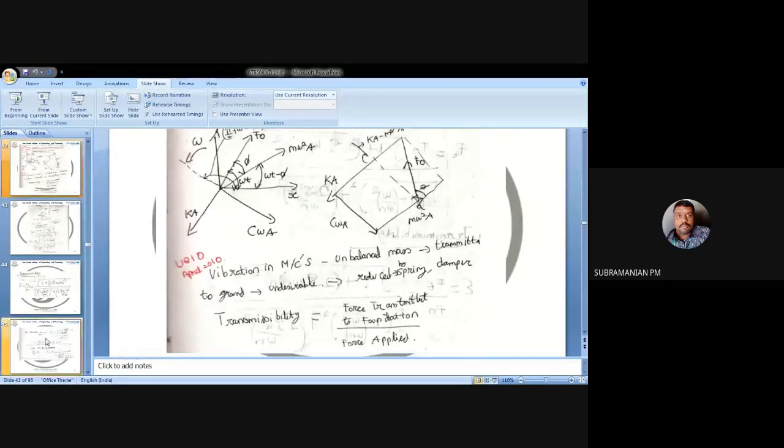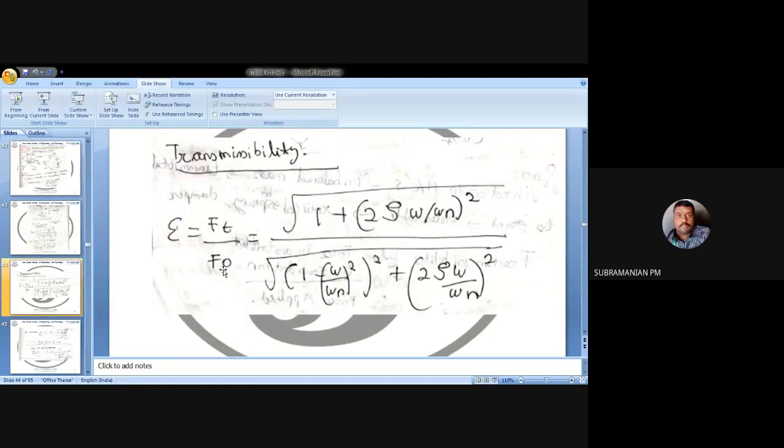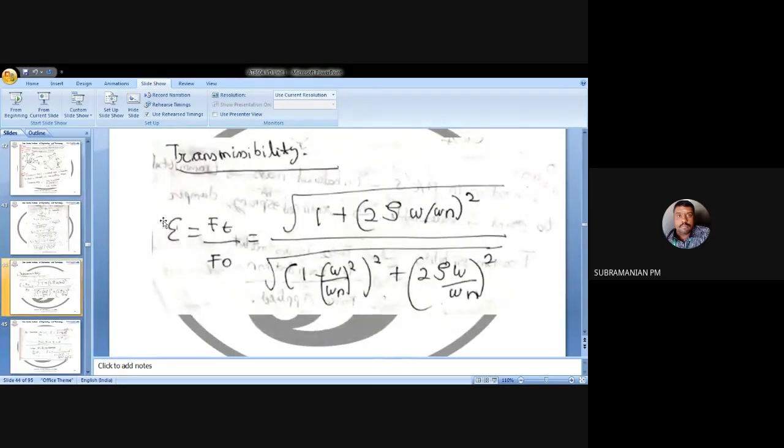Force transmitted to the foundation and the external force. I will be taking this term F naught to the denominator. So I can write transmissibility is equal to Ft by F naught, and that is equal to, you will be writing like this, the square root of (1 plus (2 zeta omega by omega n) squared) over the rest. So this will be the expression for transmissibility.